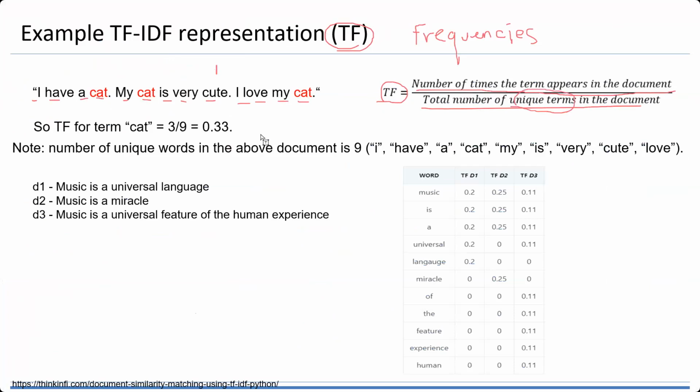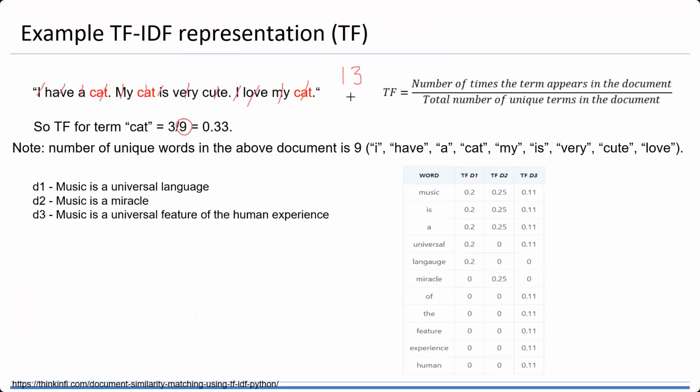So what is the meaning of unique terms? Unique term means something which is not duplicated. No duplicate of the words. We can say that the TF of the word cat is 3 divided by 9, or 0.33. Why? If you look at this one, we have 1, 2, 3, 4, 5, 6, 7, 8, 9, 10, 11, 12, 13. Yeah, so we have 13 words. But why do we divide by 9?